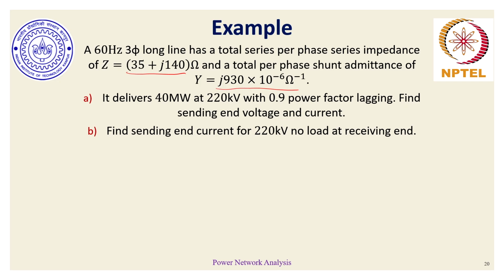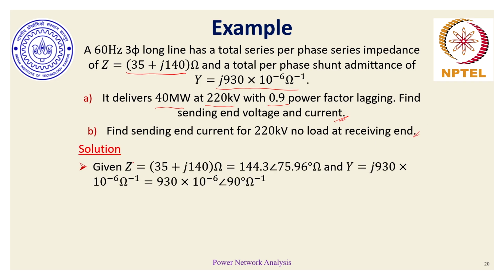And the line is delivering 40 megawatt power at 220 kV on the receiving end, at 0.9 power factor lagging. We have to find the sending end voltage and current. We also have to find the sending current for 220 kV when there is no load at the receiving end.